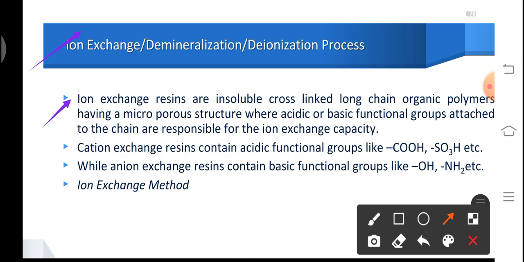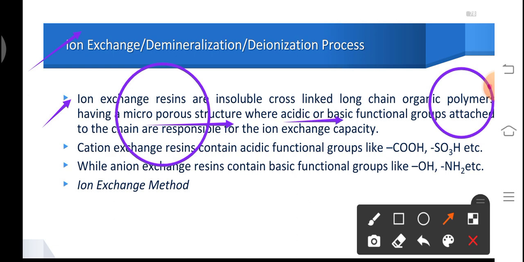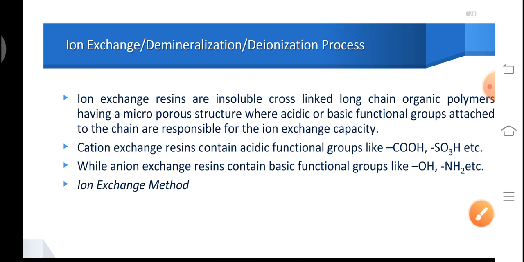Ion exchange resins are insoluble cross-linked long-chain organic polymers. So these are basically the polymers which have a microporous structure. This microporous structure allows the ions to exchange. Now these polymers also have acidic and basic functional groups attached to them. So these groups basically help in the removal of cations as well as the removal of anions. So ion exchanger resins are of two types, cation exchanger resins and anion exchanger resins.